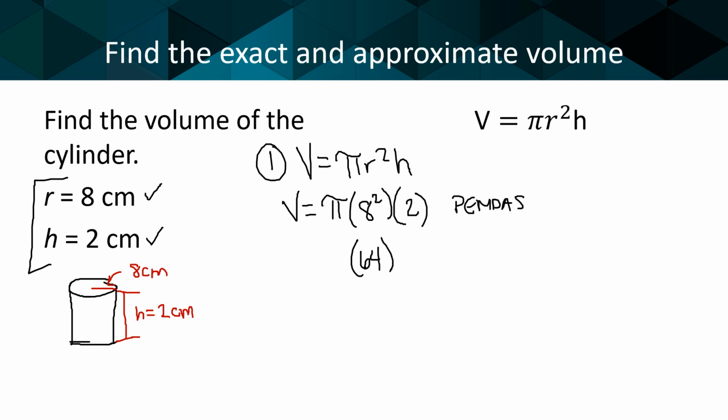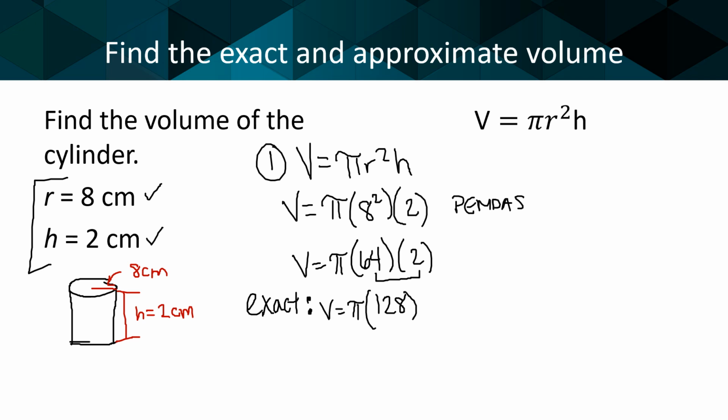And then I got to bring down all my junk that I have not used yet. Don't lose your pi. All right, so now we're going to go first for the exact answer. To find the exact answer, all I need to do is multiply my 64 times my 2, which is going to give me 128. And then this is what the equation is going to look like right now. V equals pi 128.